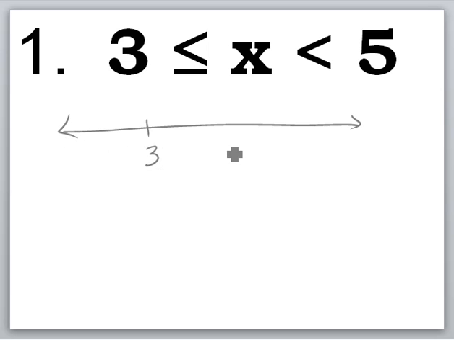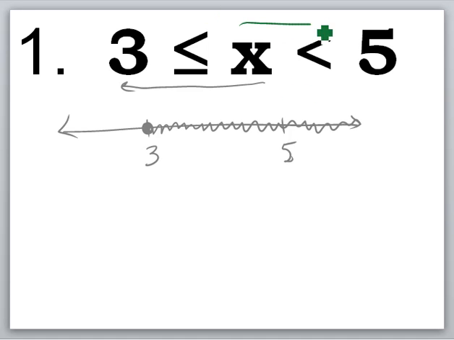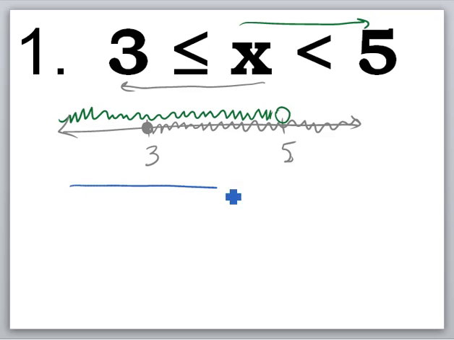We have 3 on our number line and 5 on our number line. This one says that x has to be greater than or equal to 3. So colored in dot, greater than 3. The second part here says that x is supposed to be less than 5. Our and statement is where they are both shaded. So you can see in this problem that I had an open dot on 5 and a closed dot on 3. And they're both shaded in between the 3 and the 5. So that is my solution set.